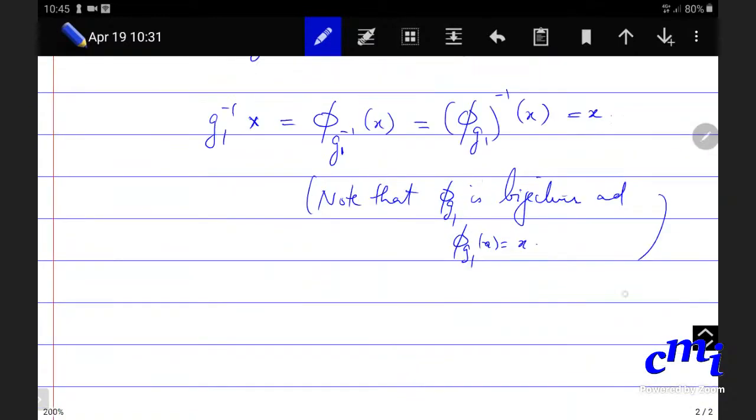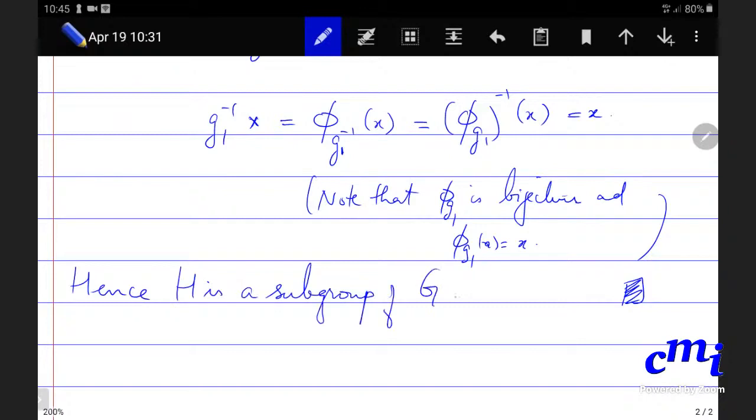So this is a subset of G. Hence, H is a subgroup of G. It's a subset which contains the identity, is closed under the group operation, and contains inverses.